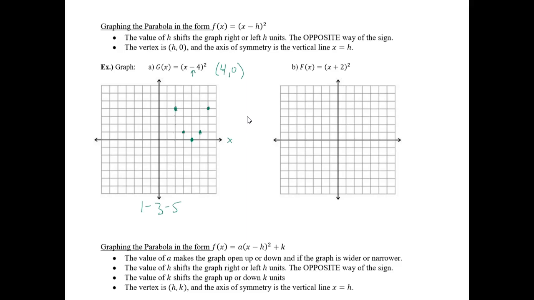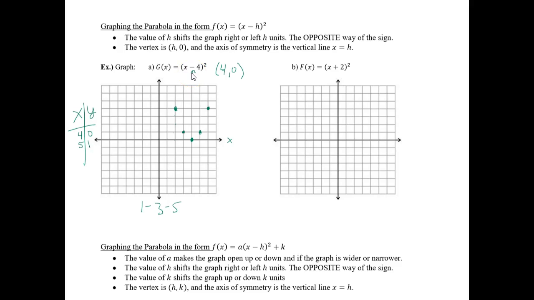Again, when in doubt, you can always use your XY chart to find more points. So we already have the value 4, 0. From there, I would pick values on either side of that vertex. So on the other side would be 5. If you plugged in 5 for x, 5 minus 4 is 1, and 1 squared is still 1. So that gives us the value 5, 1.